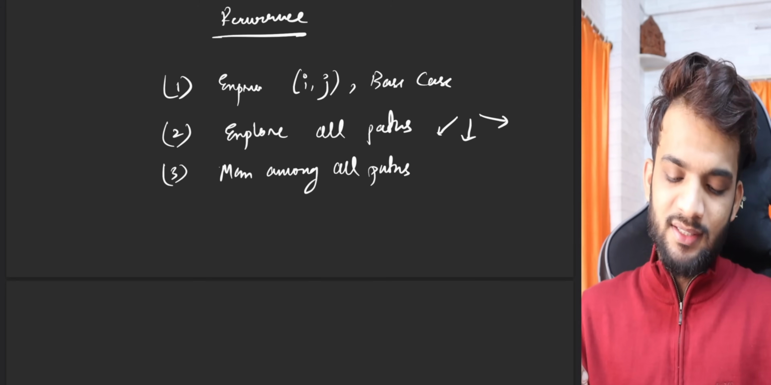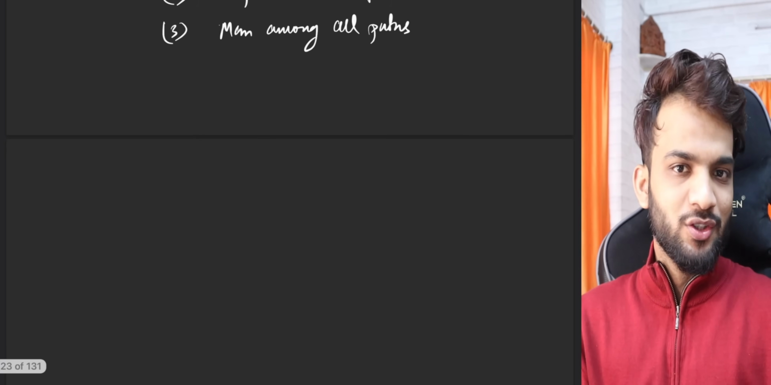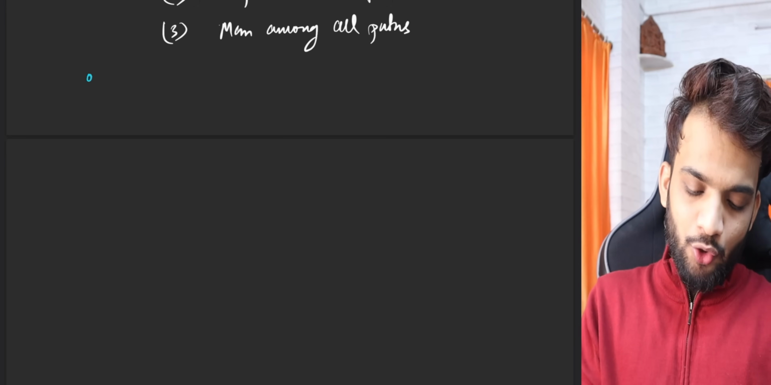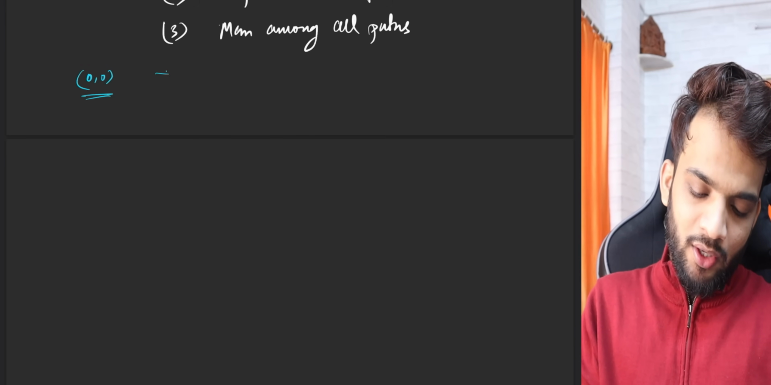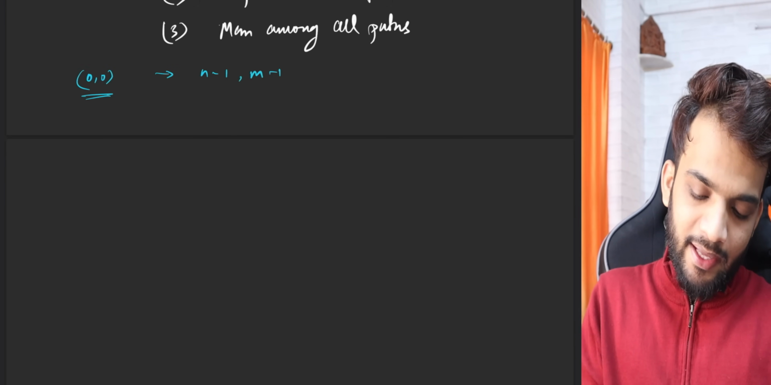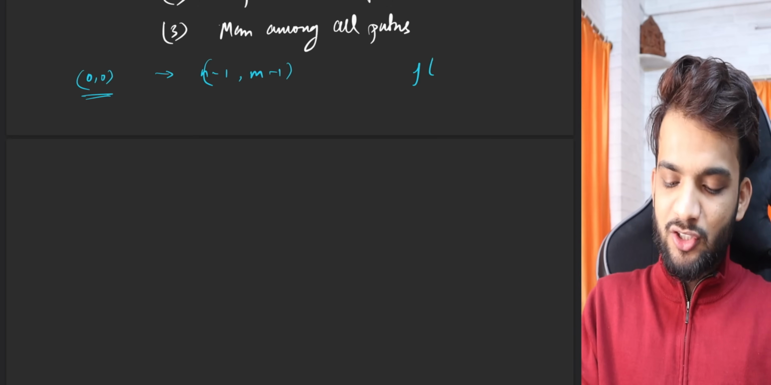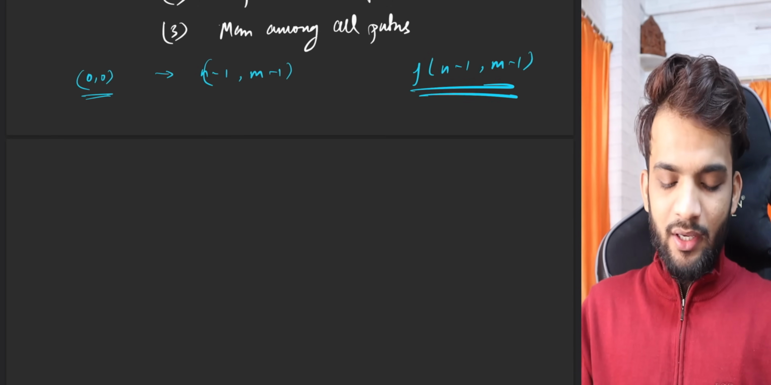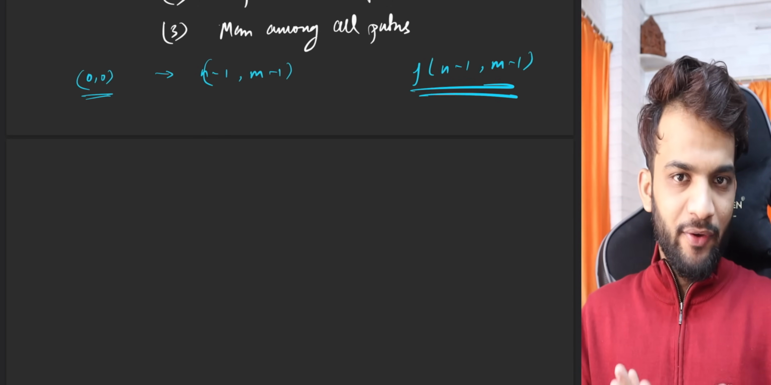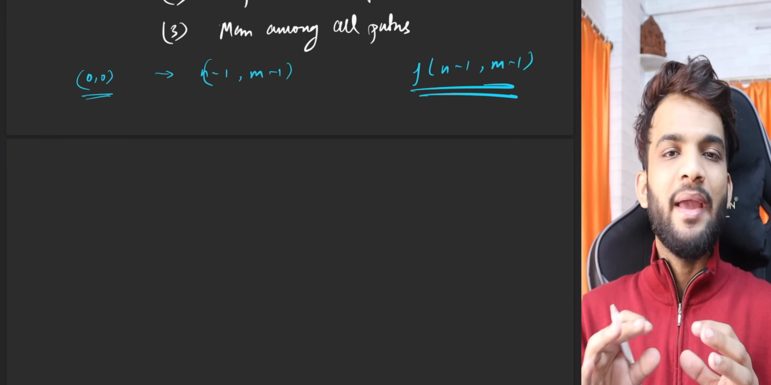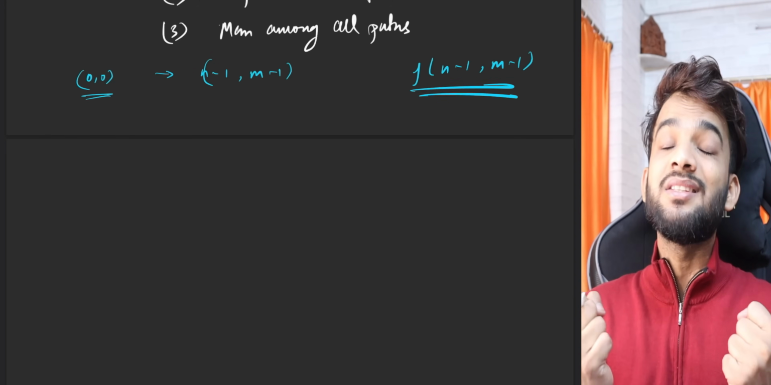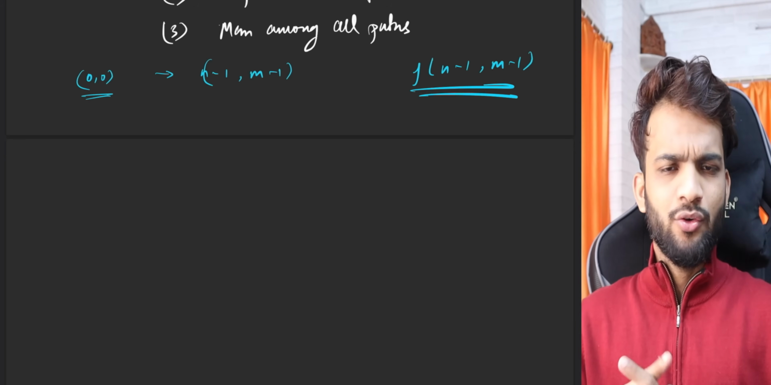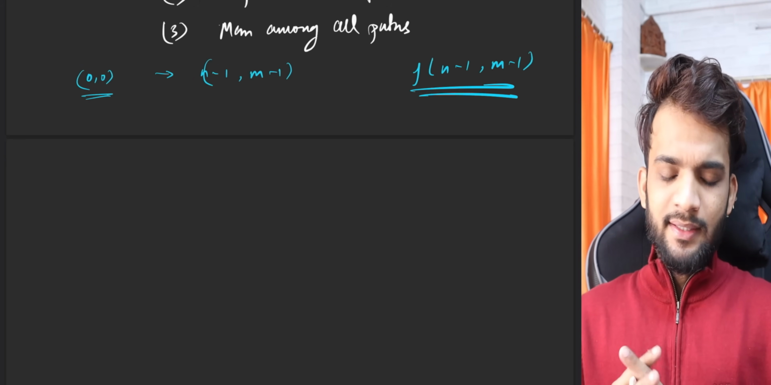Now the question arises: you don't know where to start from. In the other grid questions, the starting point was 0,0 and the ending point was n minus 1, m minus 1. So you would call f of n minus 1, m minus 1 to get the answer. But over here, the starting point is not fixed, because you can start from any of the cells in the first row, and the ending point can be any of the cells in the last row. So there is a problem.